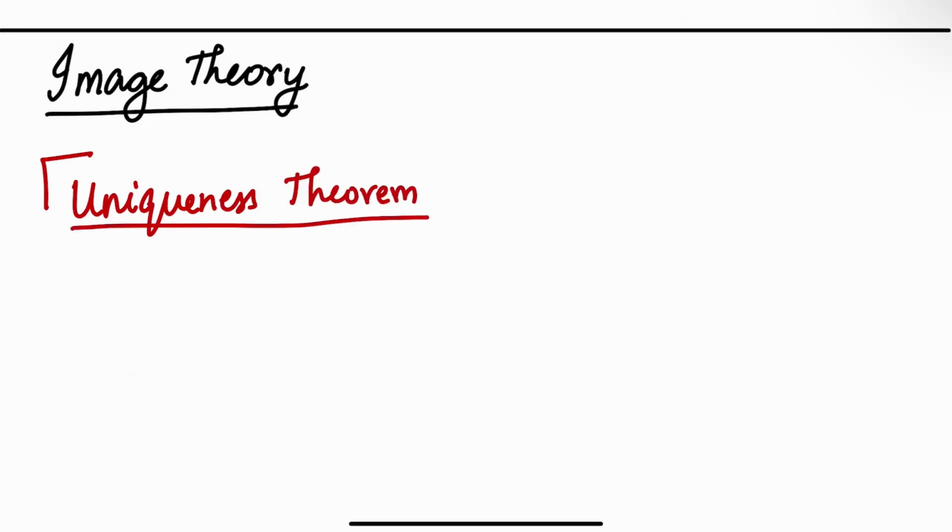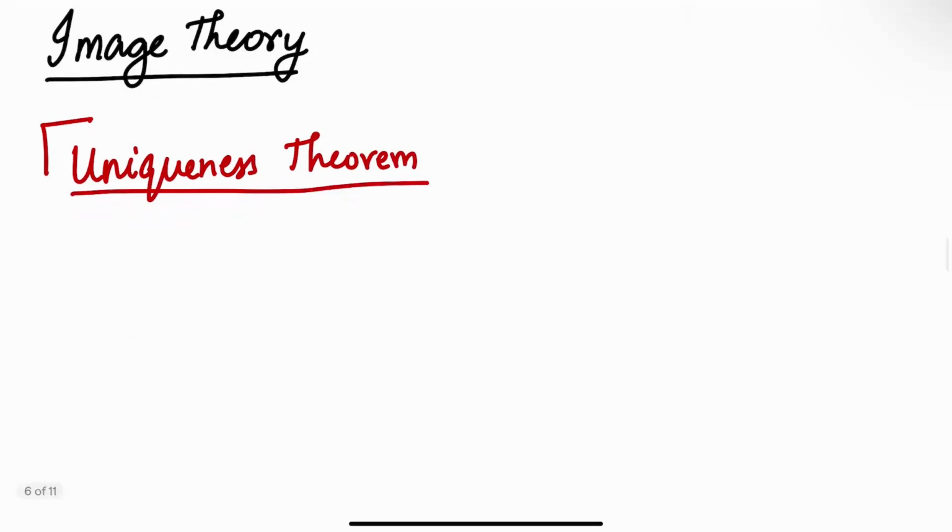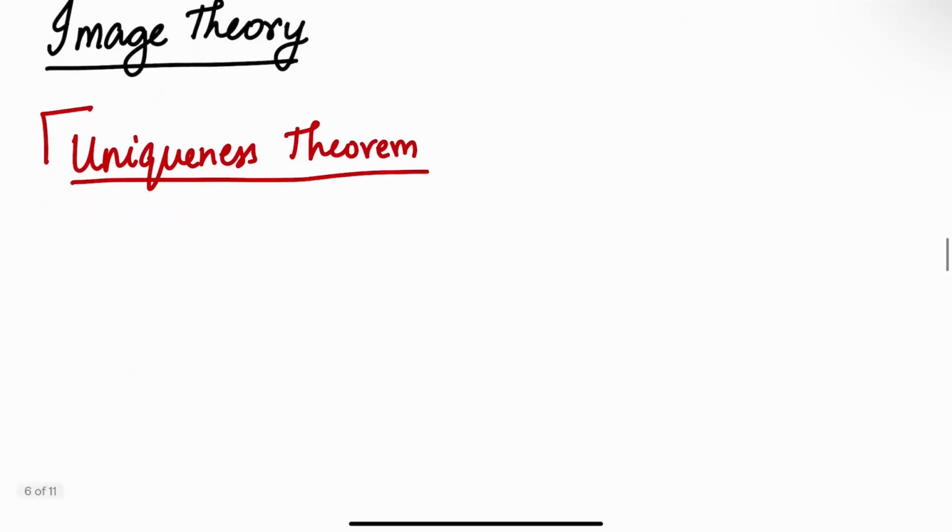Before we do image theory, we need to take a quick aside and discuss something called the uniqueness theorem, which we will prove rigorously and specify rigorously in the next lecture. Today, we'll just talk about roughly what it is, because we need to use it in developing image theory. Okay, so what does the uniqueness theorem say?